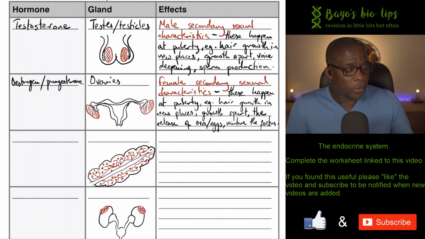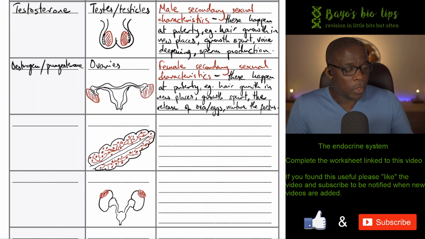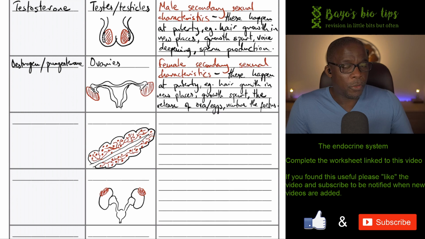Let's go on to the next one. So a bit more of a challenging one this time. Let's see if you were able to figure that one out correctly. And it is the pancreas. So that's the third one down, and it's the pancreas. And it is responsible for the hormones insulin and glucagon.